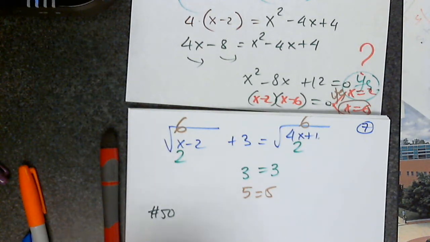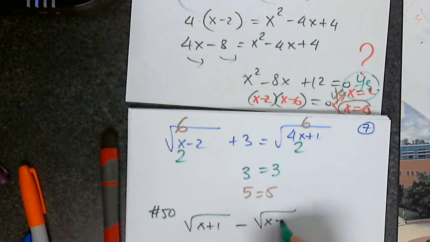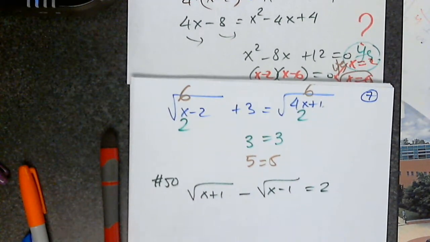So, the square root of x plus 1 minus the square root of x minus 1 equals 2. So let's work on this for 1 minute. Let me know if you need anything.